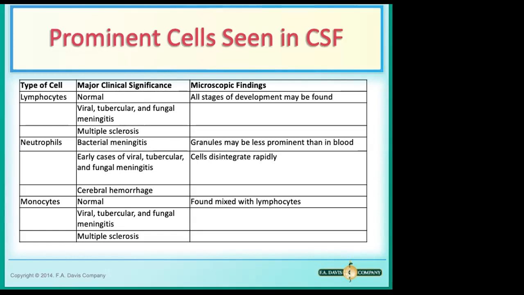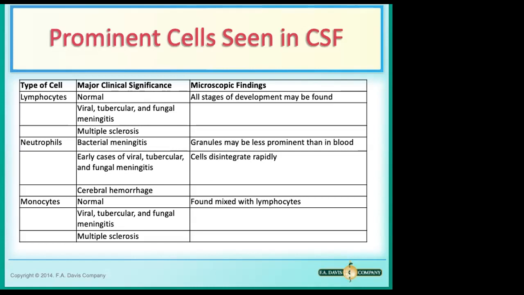If you start seeing neutrophils, then you know the increase means bacterial meningitis, and granules may be less prominent than in blood. So that's going to vary a little bit. You're not expecting the morphology to be exactly the same as you would see it in blood. Okay, and neutrophils can also be seen in the early stages of viral, tubercular, and fungal meningitis, but these cells tend to degenerate rapidly.